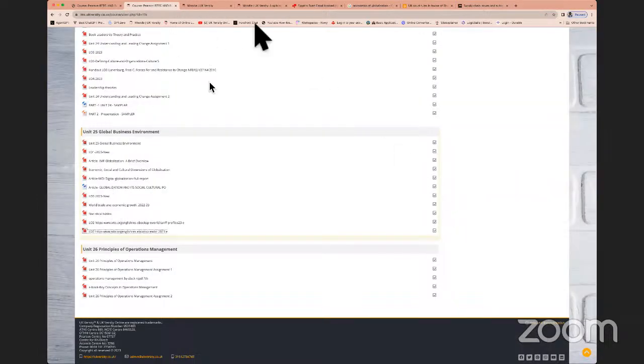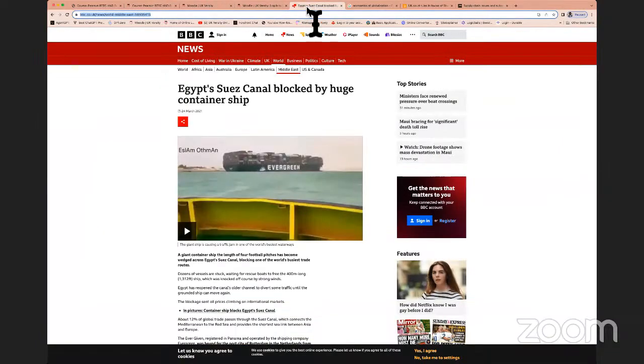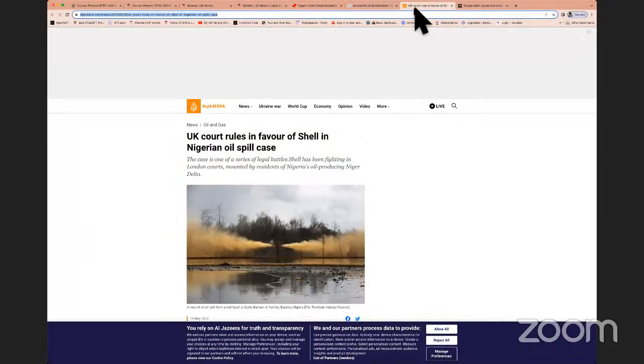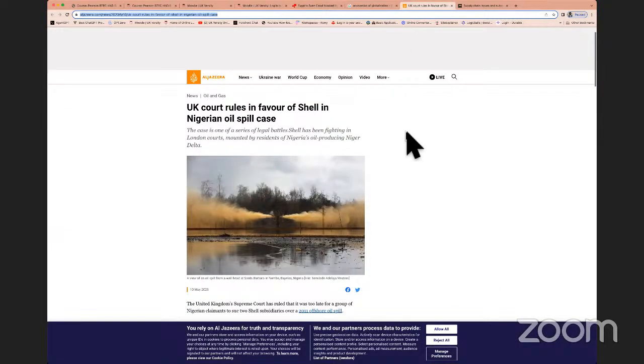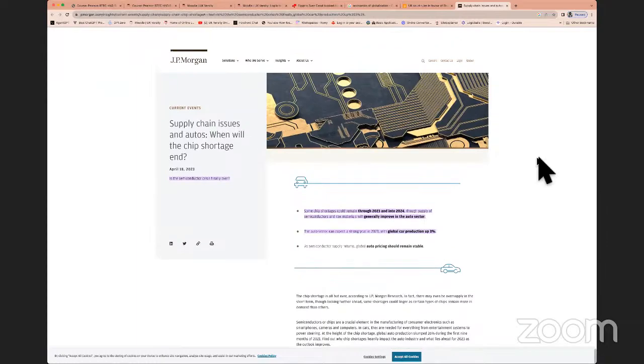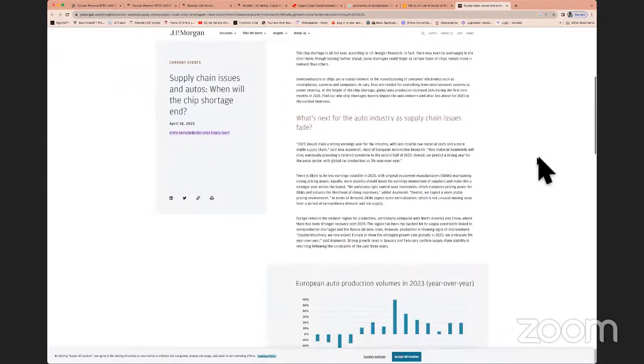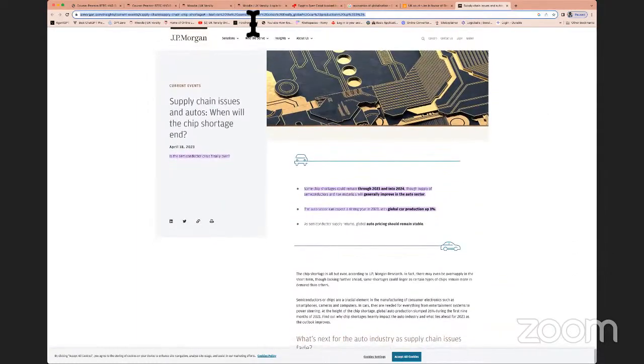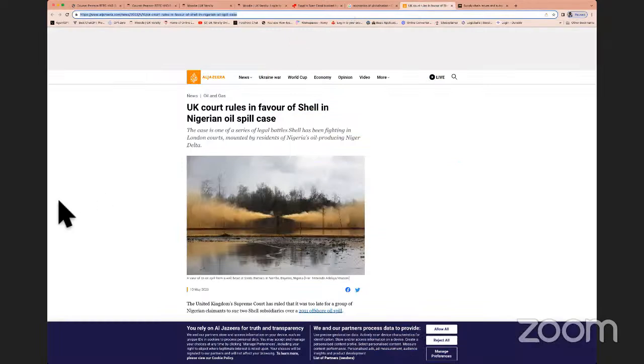In addition to that, I think I've shown you 3 or 4 articles. One of them relates to the blockage of the Suez Canal by the huge container ship. Then we were looking at the court ruling, which is related to legislation, and then supply chain issues in terms of shortages due to semiconductor chips. That could also be a good read, in addition to the reports that I've provided on Moodle.